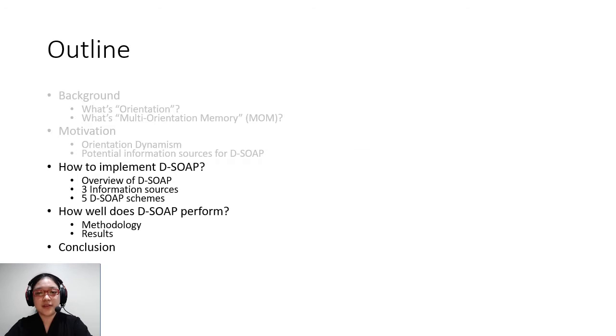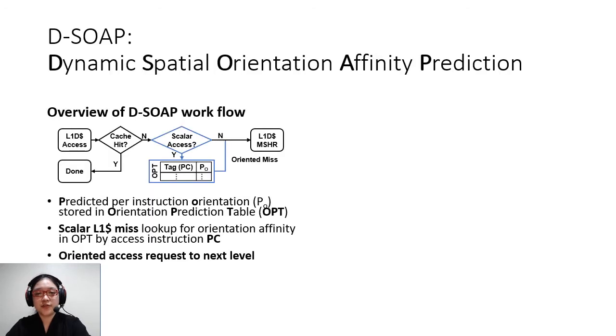For the rest of the talk, I'll go into more details on the implementations of DSOAP, and then show you how DSOAP manages to track the preferred orientation dynamically with only 2% overhead on average. Here is an overview of DSOAP workflow. In the L1 data cache, we introduce a small instruction PC indexed cache called OPT, Orientation Prediction Table, where we store the predicted preferred orientation regardless of how it is predicted.